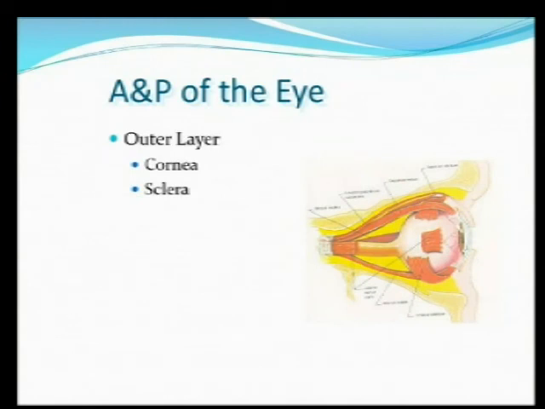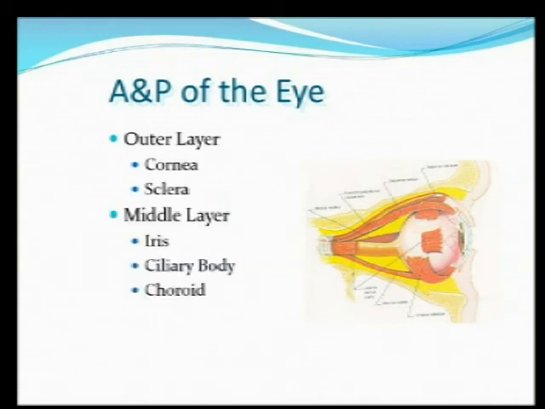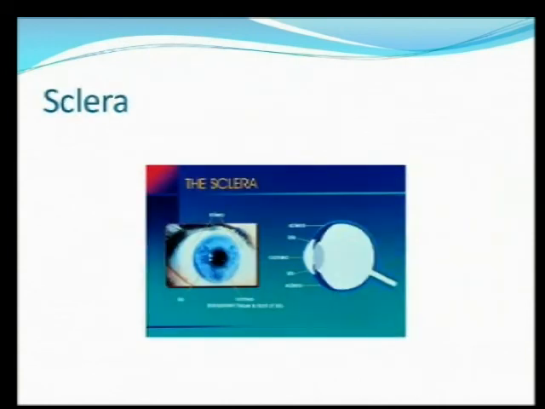We know that the outer protective layer of the eye consists of two parts. The white part of the eye, or the sclera, which is about 5/6, and the remaining 1/6, which protrudes out, has a steeper curvature, which would be the cornea. We have a middle vascular coat consisting of the iris, the ciliary body behind that, and then the choroid behind that. And finally, we have the inner nervous layer being the retina.